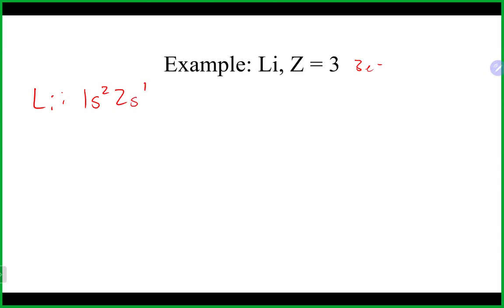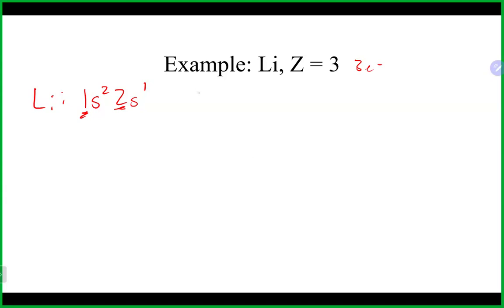By the way, again, the numbers in front, the 1 and the 2, these numbers represent the energy levels. So that is the n equals 2 level and the n equals 1 level. In this case, how many electrons are in the second energy level? 1. How many electrons are in this first energy level? 2. So we have 2 electrons on a lower energy level closer to the nucleus, and now we have 1 on a little higher energy level further away from the nucleus.